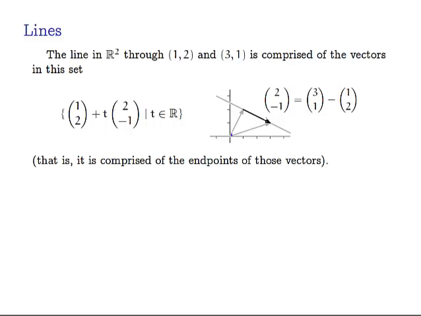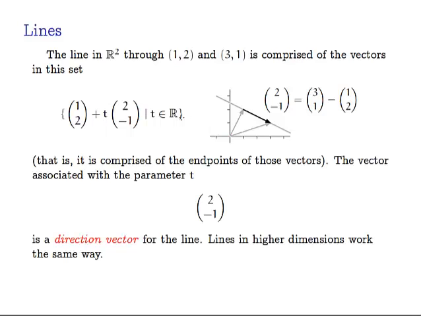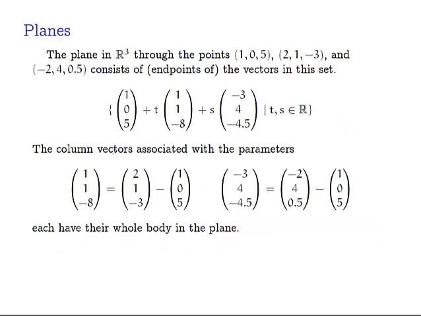All right, so this is called a parametric representation of this line, because t is a parameter, t is an arbitrary real number, such that any value of t will give me a different point on the line. Okay. Now, this vector here is called the direction vector because obviously that determines the direction of the line. Lines in higher dimensions work exactly the same way, which is kind of a neat thing.